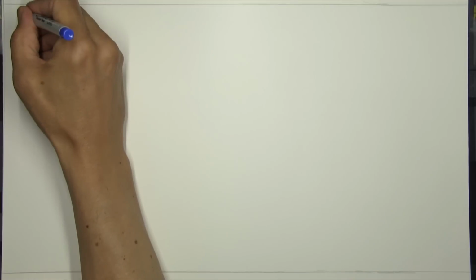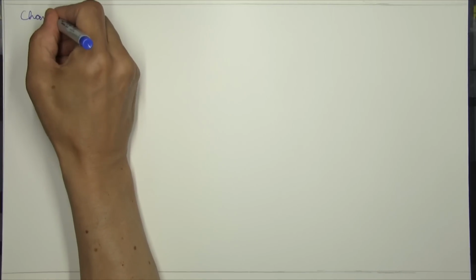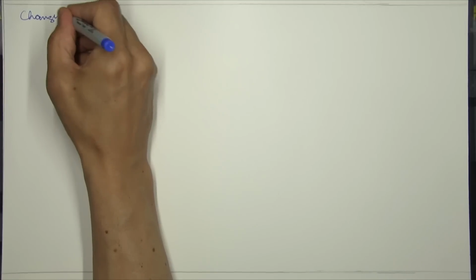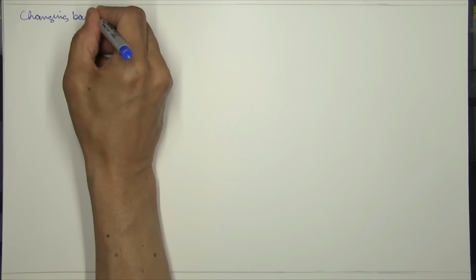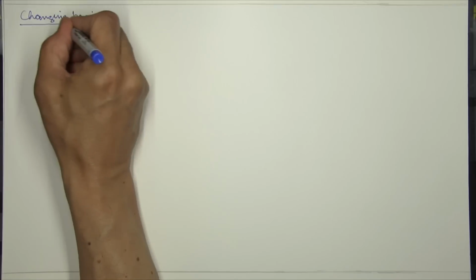Let's talk now about changing bases. Why do we talk about this idea? It's because we've said that matrices are a representation of operators on a vector space. But the matrix itself that represents the operator depends on the choice of bases.